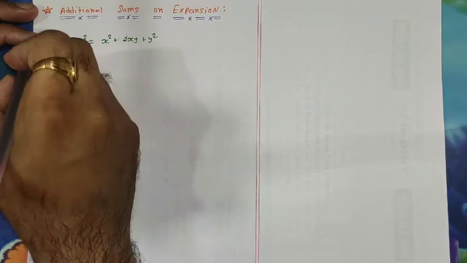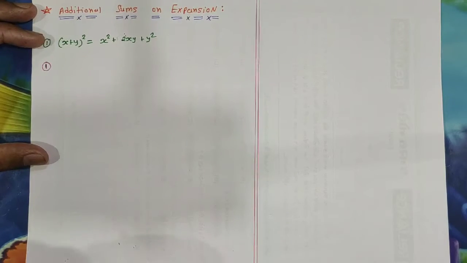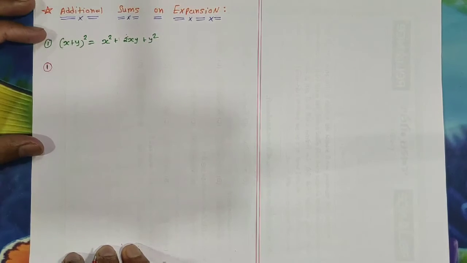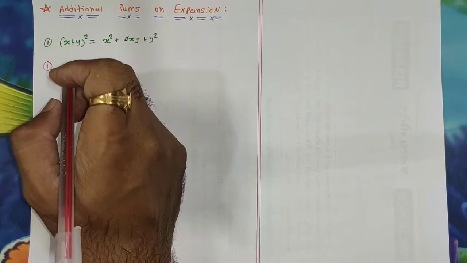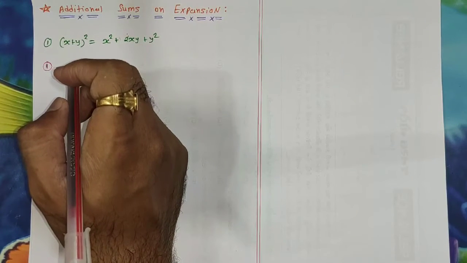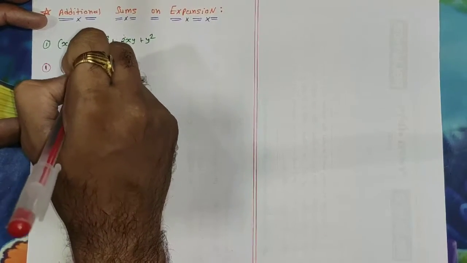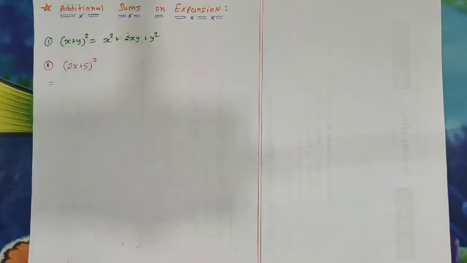Now sum number 1. Your question will be like this: expand the following. Suppose we are given (2x + 5) whole square. You have to perform the expansion by using the identity.